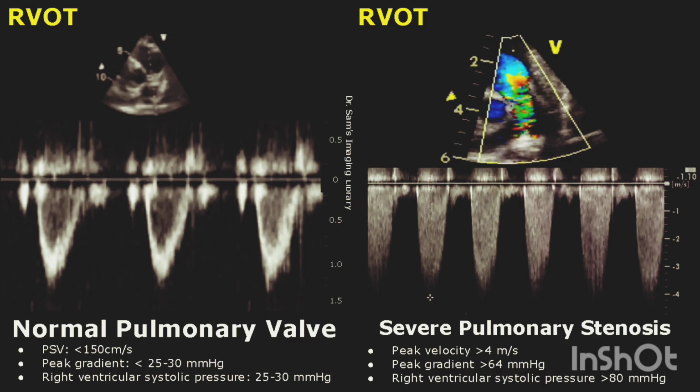In severe pulmonary stenosis, we see a very high peak systolic velocity. It is greater than 4 meters per second. The peak gradient will be more than 64 millimeters of mercury, and the right ventricular systolic pressure will be greater than 80 millimeters of mercury.